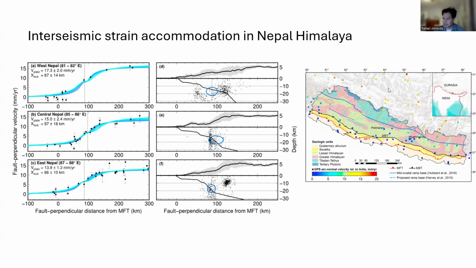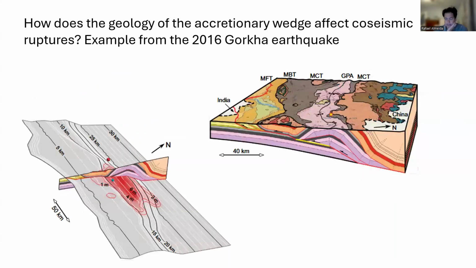So here, these are models of convergence across the Himalayan margin and comparisons to the structure, the geometry of the structures there to see if there's any correlation, as well as trying to understand the relationship between coseismic slip and the geologic structure. So this is an example from the 2016 Gorkha earthquake, trying to understand that kind of peculiar slip distribution from that earthquake there.